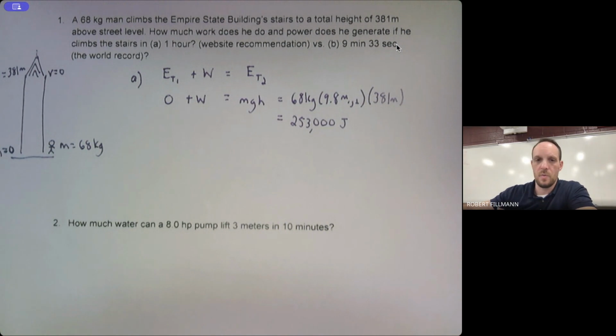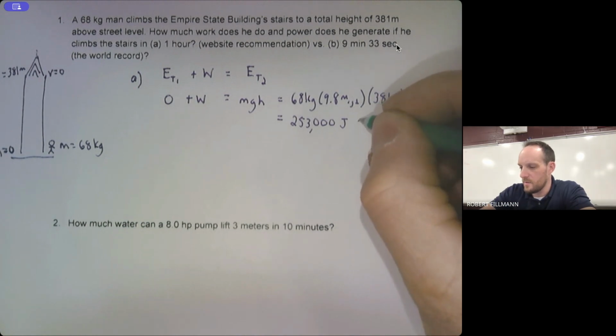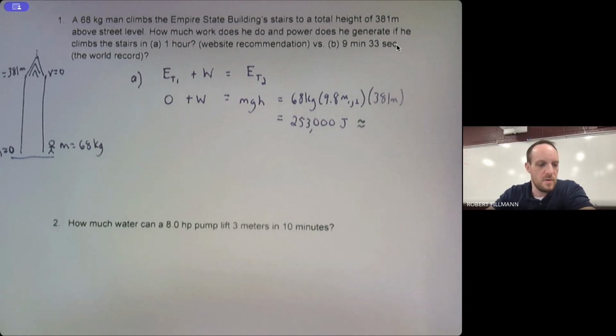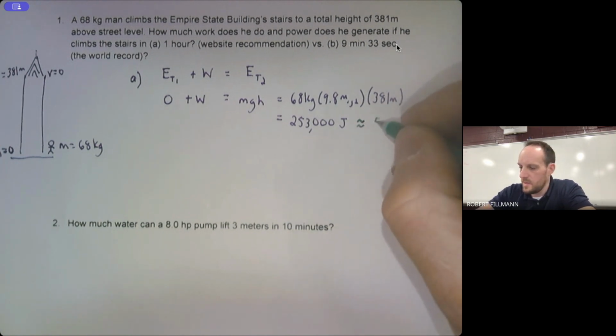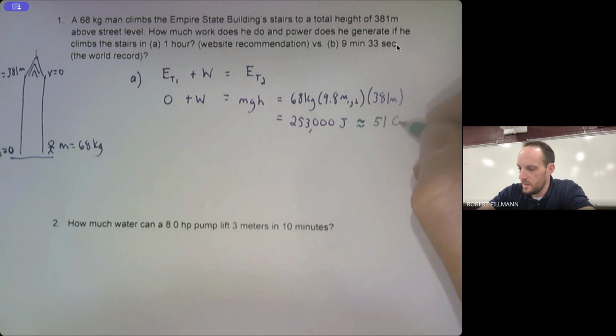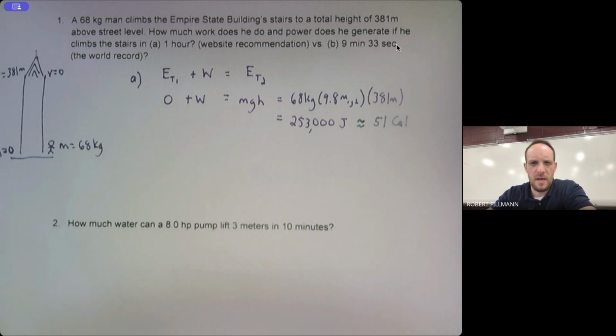Now, joules is just one unit you can use for energy, so maybe you're interested in knowing the exercise benefit of climbing the Empire State Building. You can convert joules into kilocalories, which are how scientists measure the energy stored in food. And this ends up being, surprisingly, 51 kilocalories. So that is about half the calories in a banana. So all that work to climb the Empire State Building, and essentially you only need half a banana to get you to the top. That's kind of interesting. So that's the work that he does to get to the top.